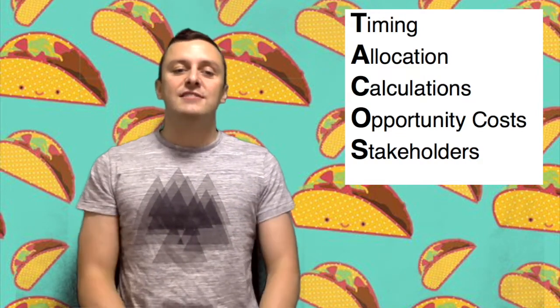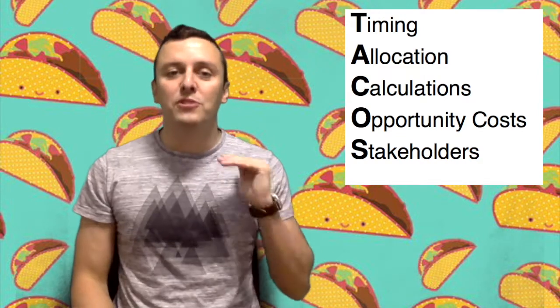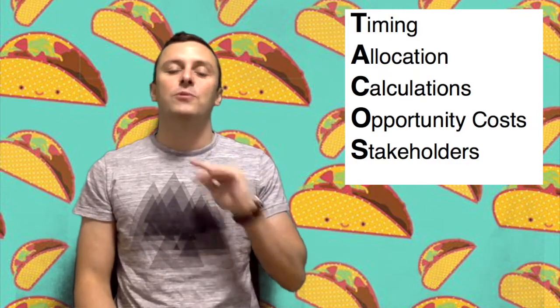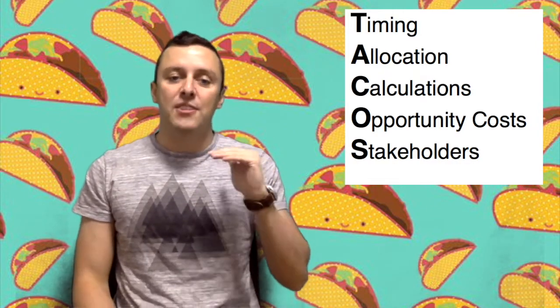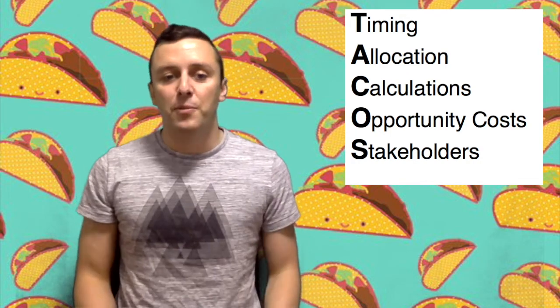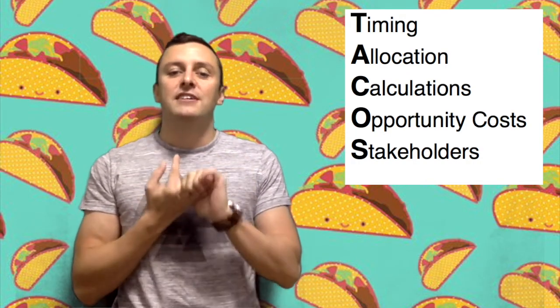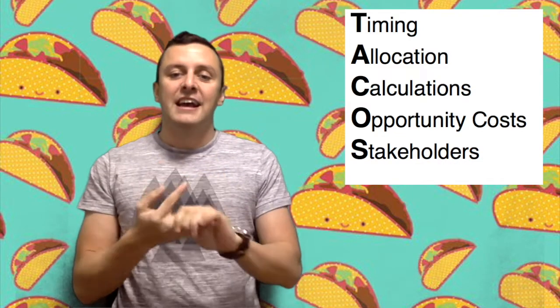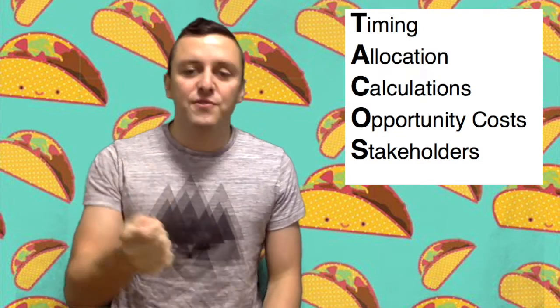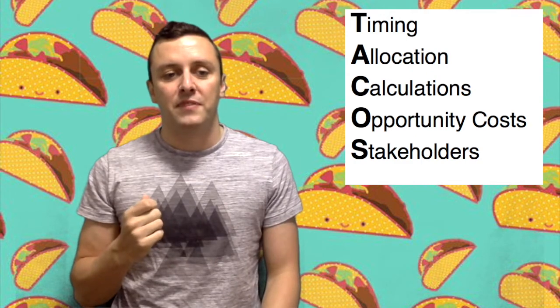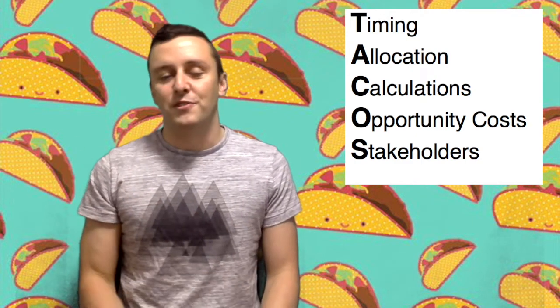Finally, S is stakeholders. In your essay, I want you to address all of the stakeholders affected by the policy. For example, how are consumers, producers, and the government affected by the policy? And is it positive or negative for this group?